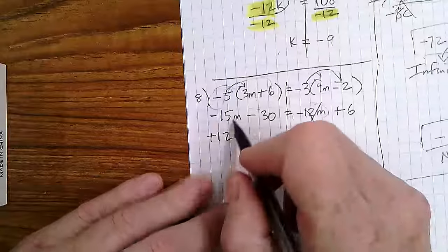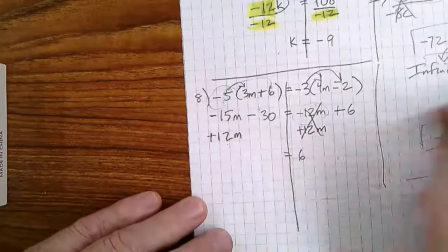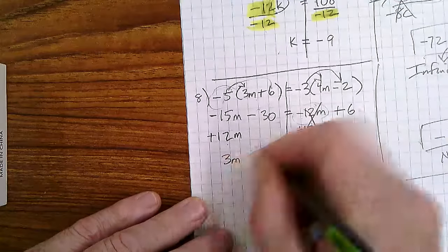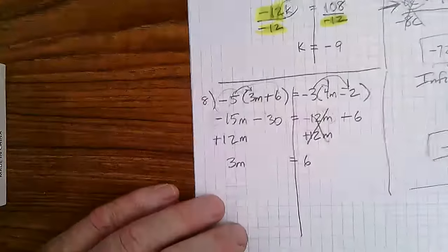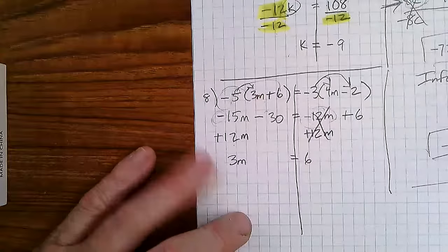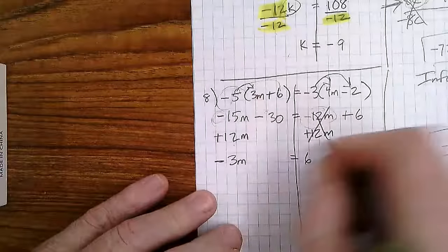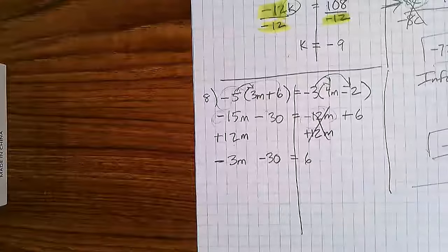which we want. And then you have -15 and +12. So just do 15 minus 12. That gives you 3m. And then take the sign of the number that looks larger. 15 looks larger than 12. So its sign is negative. So we're going to take that negative sign. And then -30.